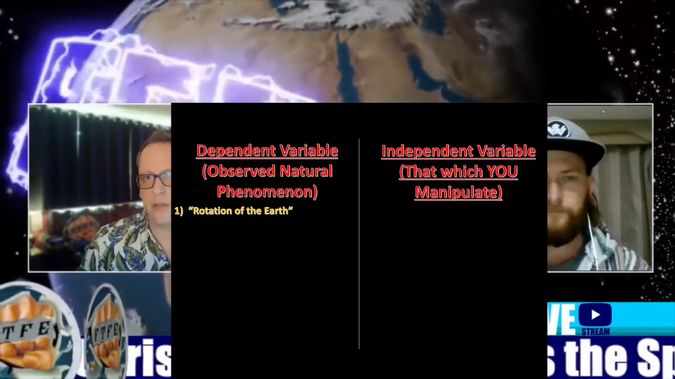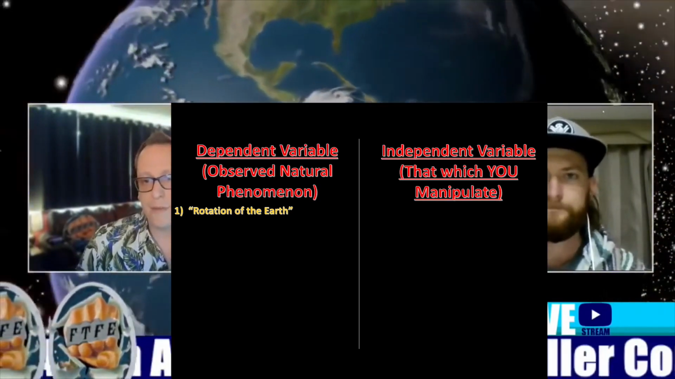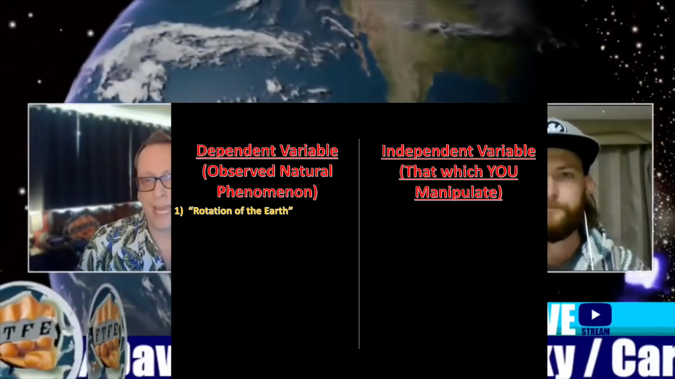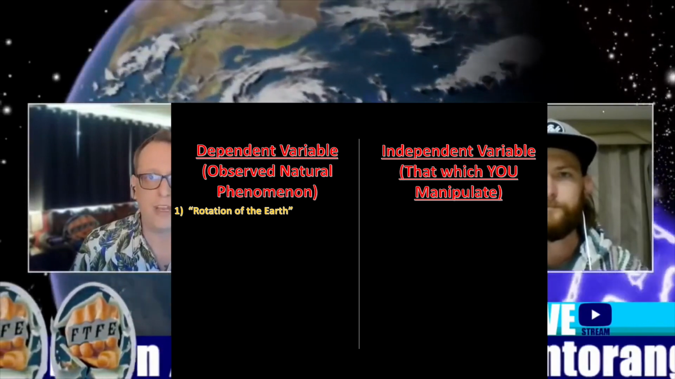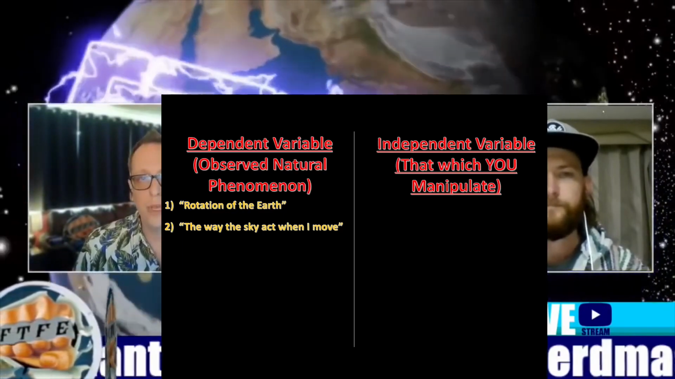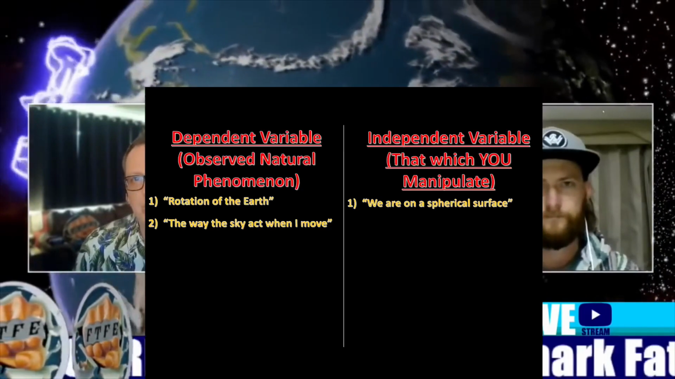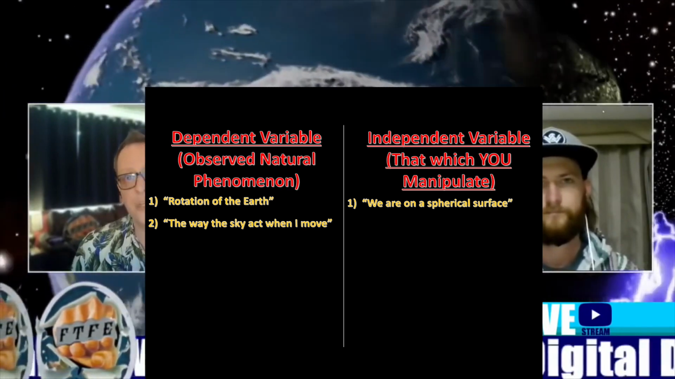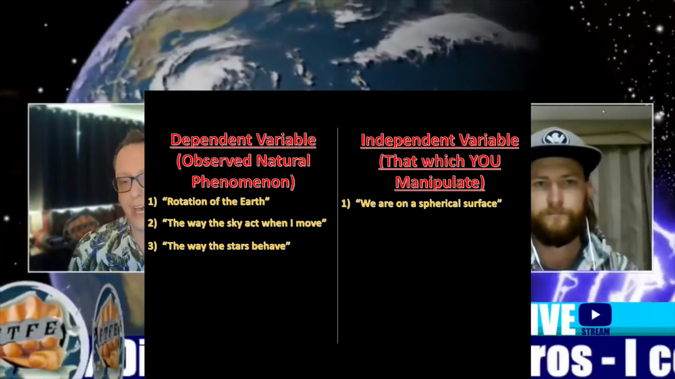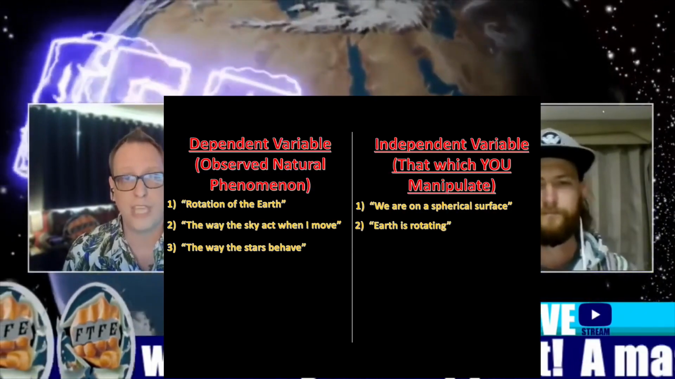So you want me to, for instance, apply rotation of the Earth along the scientific method steps? Sure. For me, my natural observations would have been the sky that I saw when I was in the Royal Navy, looking at the way the sky acts as I move away from the North Pole towards the equator. For me, that suggested that we would be on a spherical surface. So my observation was the way that the stars behave in the sky, and my hypothesis from that would have been that the Earth is in fact rotating.